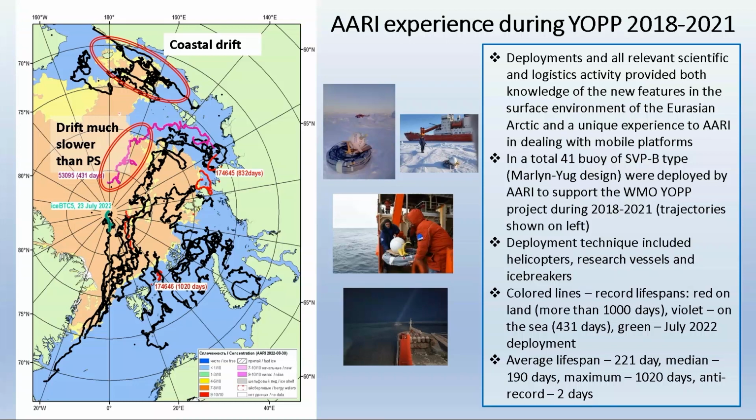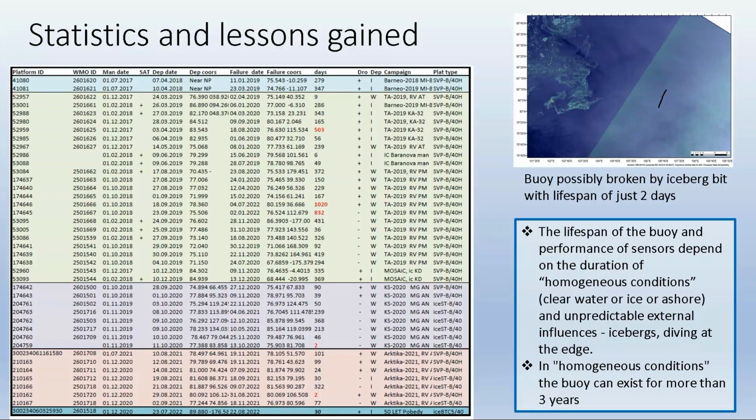To deploy the buoys, we used all available techniques, starting with helicopters, and then expeditionary vessels from my institute, or icebreakers. On this slide, you can see statistics for all buoys, starting from platform IDs, WMO IDs, deployment date and deployment coordinates, and coordinates at the end of the buoy's lifespan, and type of the buoy, and so on.